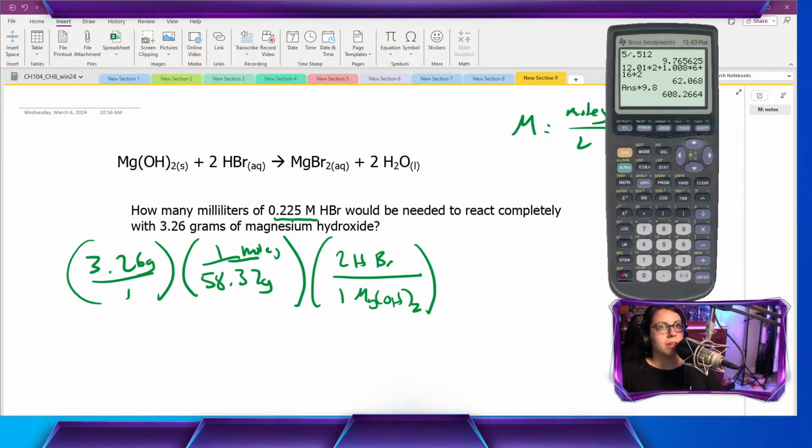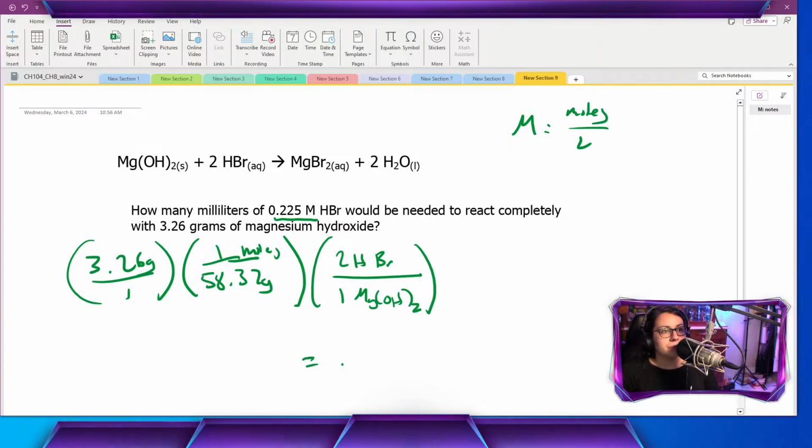Sorry, trying to put my calculator somewhere where my head isn't in the way. So dividing, right, how much we were given, our amount, divided by molecular weight. So that's moles of magnesium hydroxide. Multiply that times 2. And so I'm going to write this number down. So this is saying how many moles of HBr we need. So we need 0.112 moles of hydrobromic acid.